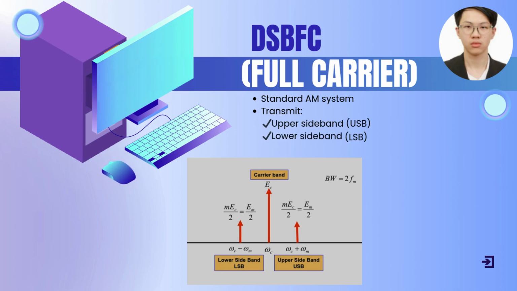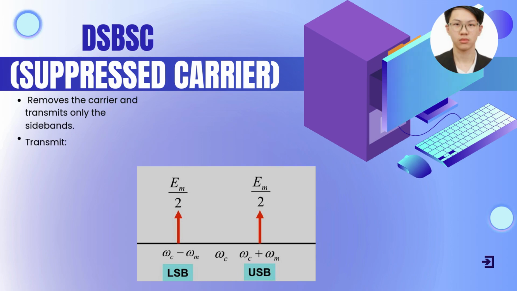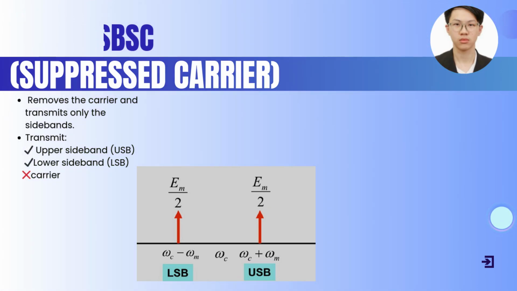DSBFC is the standard AM system used in traditional radio broadcasting. It transmits the carrier wave, which is a high frequency signal that carries no information. The upper sideband, which is a copy of the message, is shifted to a higher frequency. The lower sideband, which is a copy of the message, is shifted to a lower frequency. Well, DSBSC is similar to the DSBFC, but it removes the carrier and transmits only the sidebands.